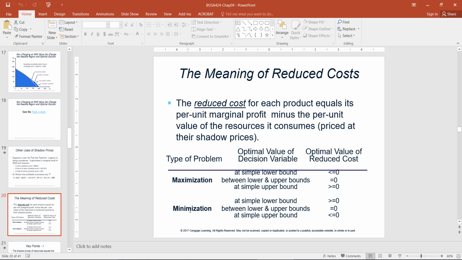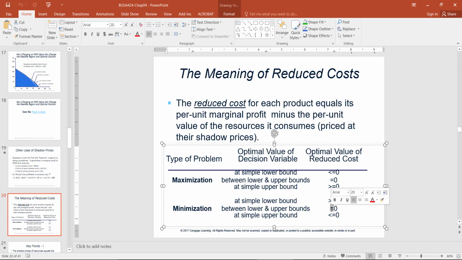But if the type of the problem is minimization, then the sign of the reduced cost on the simple lower bound and the simple upper bound is going to change. It's going to be the reverse of the maximization problem. But if the variable is between the lower and upper bounds, still the value of the reduced cost is going to be 0.